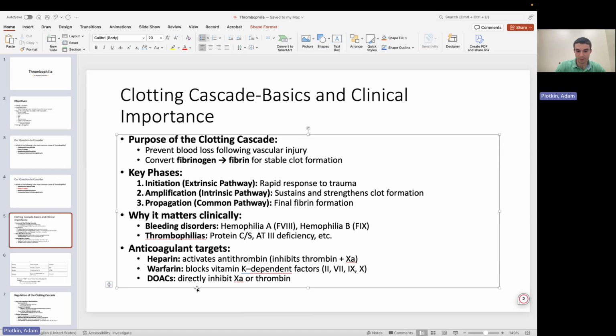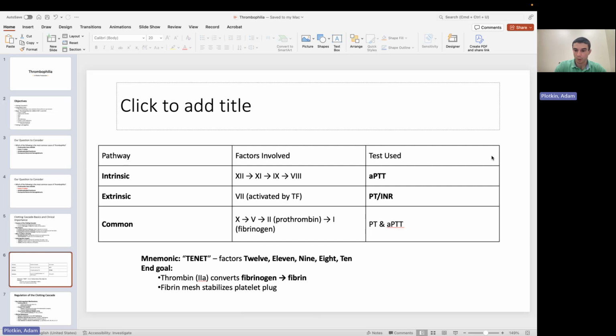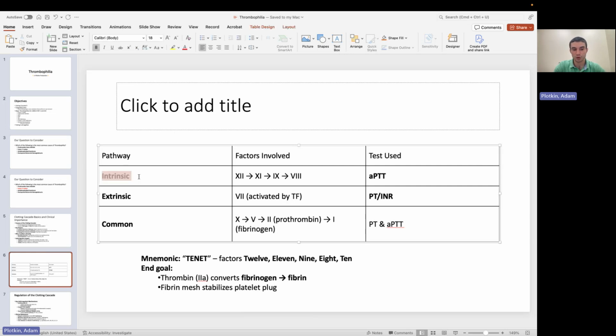There are DOACs. These are the newer drugs which directly inhibit factor X or thrombin. All right, so looking at everything I just told you, now let's see how things work. Our intrinsic pathway is going to be factor 12, then 11, then 9 and 8, and 9 and 8 like to work together. We test this with the PTT. So the way I remember it is intrinsic, PTT. So PIT, like think about Pittsburgh.